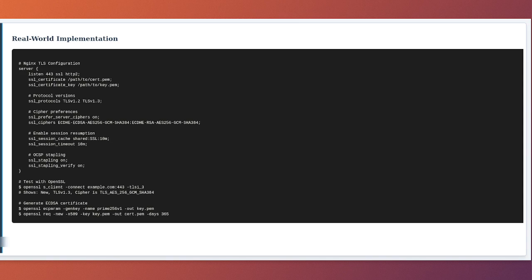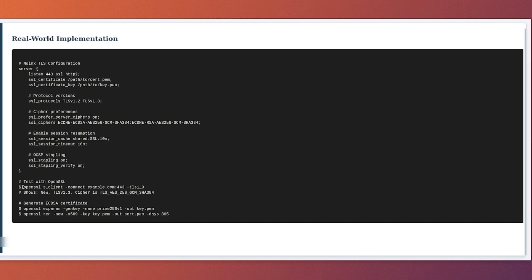For testing, you can generate a self-signed certificate with openssl req -x509 -new -key RSA:2048 -keyout key.pem -out cert.pem -days 365 -nodes. In production, you would generate a certificate signing request, CSR, with openssl req -new -newkey rsa:2048 -nodes -keyout server.key -out server.csr. Then submit this CSR to a certificate authority. The CA validates your identity and returns a signed certificate.